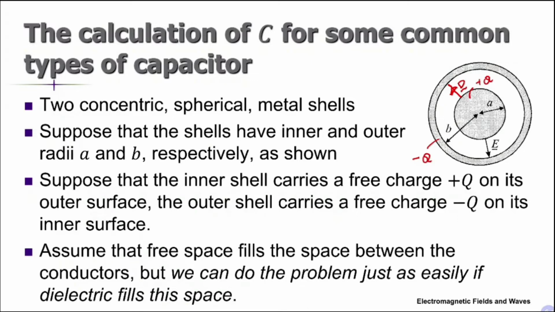Okay, so we assume the space here to be air, which means that epsilon naught, epsilon R equals 1. Okay, so assume that this space is A. So the first task is to find the electric flux density. So we can use Gauss's law to find that.